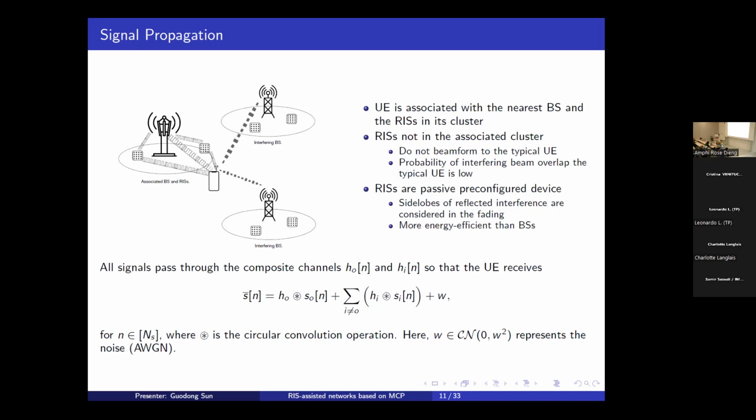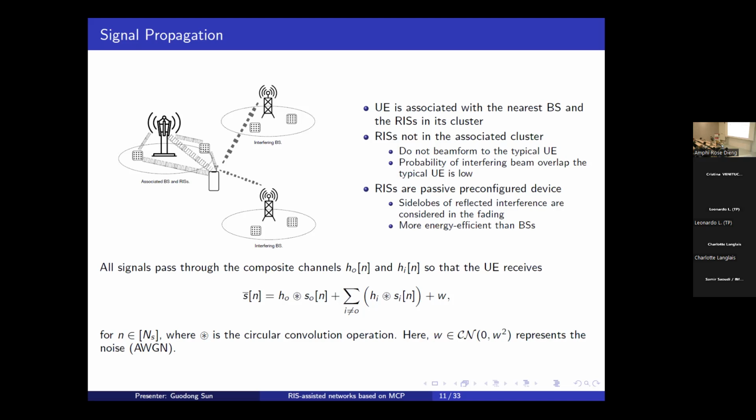Then we consider the RISes in other cells. The RISes in the other cells have to serve their associated users. They beamform to their users. So we know that it's not beamformed to the user we consider here as the typical user. And we know from the previous speaker that the beam is very narrow, 3 degrees, 5 degrees. So we think this randomly reflected beam is negligible. The probability that this beam overlaps with this user is negligible. We don't consider it in the following. This is an assumption in our model.